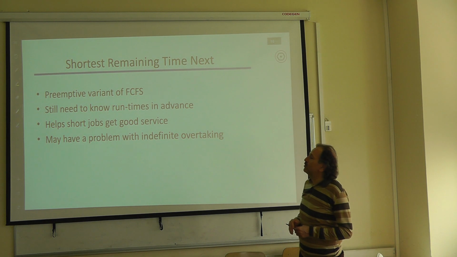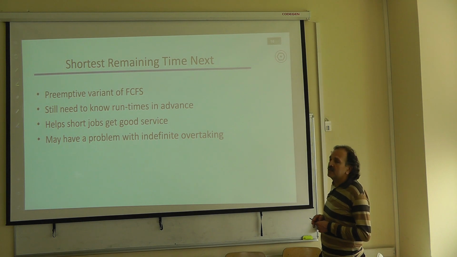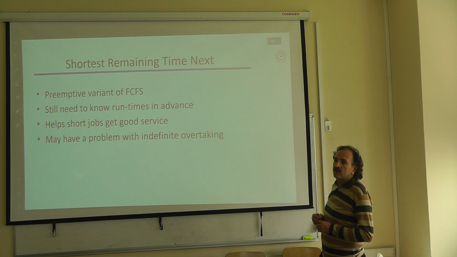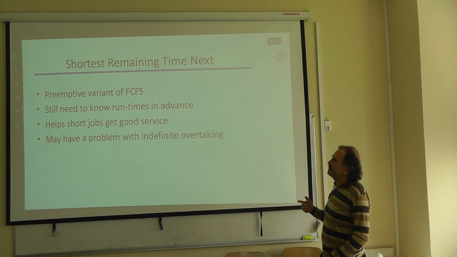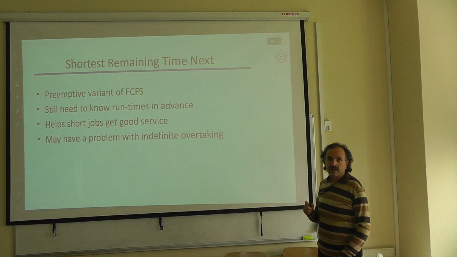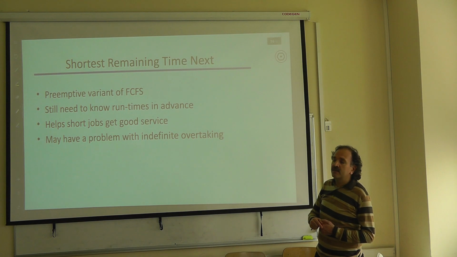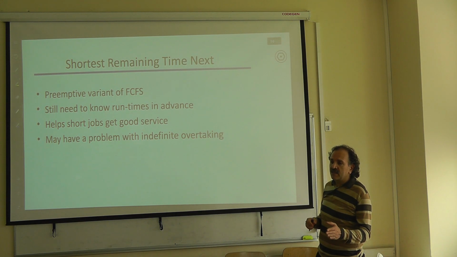Another improvement on first come first served is the shortest remaining time next. This is the preemptive variant. We are using preemption now in the batch systems. For shortest remaining time, I need to know how long each process will take. That's one thing I need to know. And the other thing is that if I have a new process coming in, I can preempt the running process and let the new process run if it is going to take a shorter time.